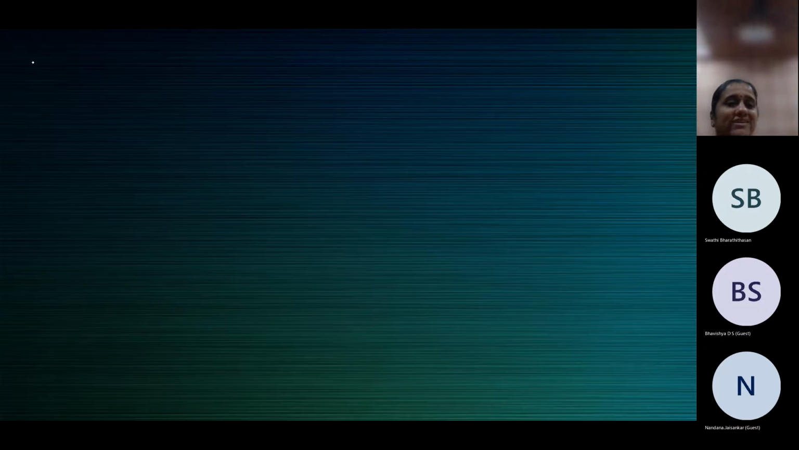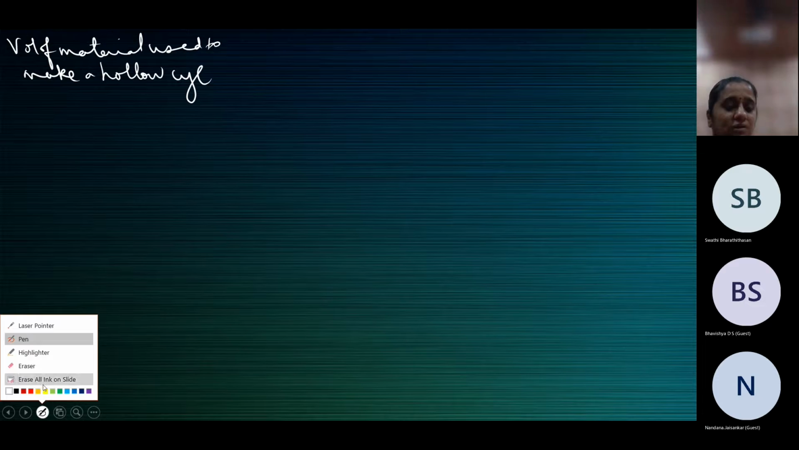I cleared it by mistake. I'll write it again. Volume of material used to make a hollow cylinder, or volume of material in a hollow cylinder.